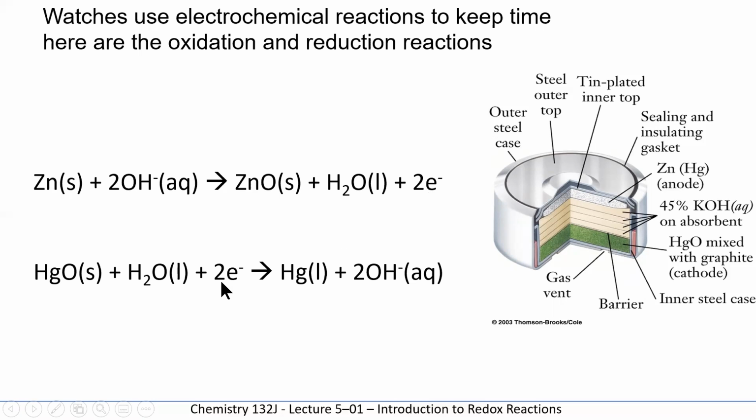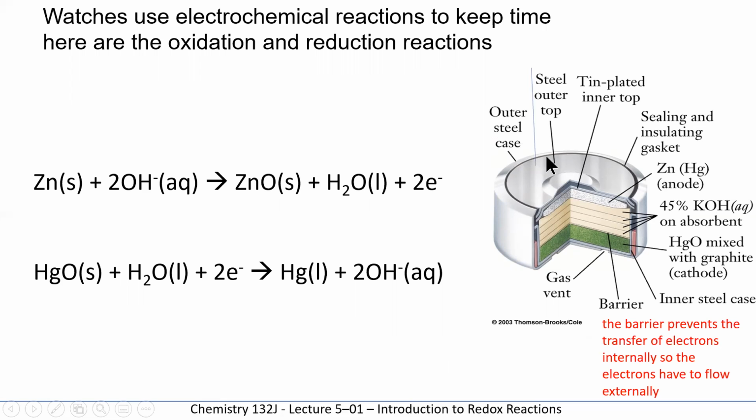Those electrons then, after flowing through the external circuit, are used to reduce H2O to mercury. And so the electrons basically flow from the zinc through the external circuit, and they flow back to the cathode. In this case, the H2O is the cathode, and performs a reduction reaction at the other end.